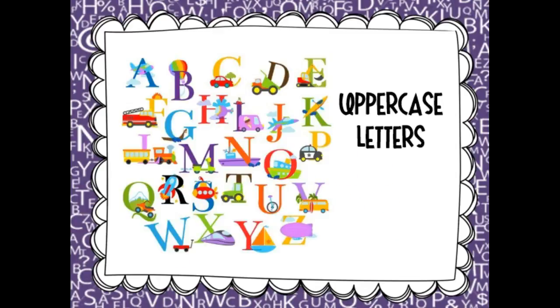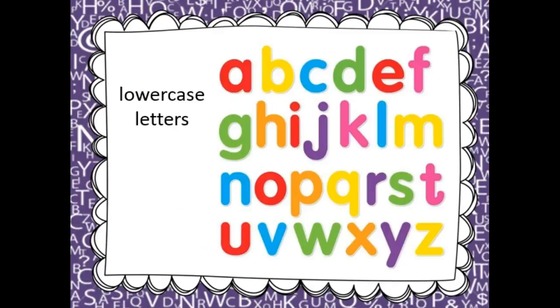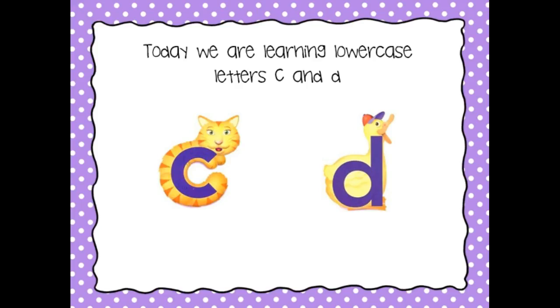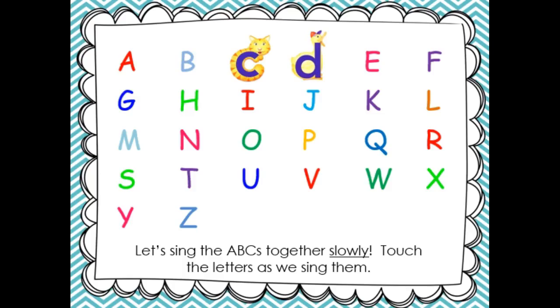Here are the uppercase letters. They're all of the letters in the alphabet. They're the big ones, the uppercase. And here are the lowercase letters, the small letters. And today we are going to be learning lowercase letters C and D. Now to practice the lowercase letters C and D, sing the ABCs together with your learning coach very slowly and touch the letters as you sing them. Pause this recording to play this game.